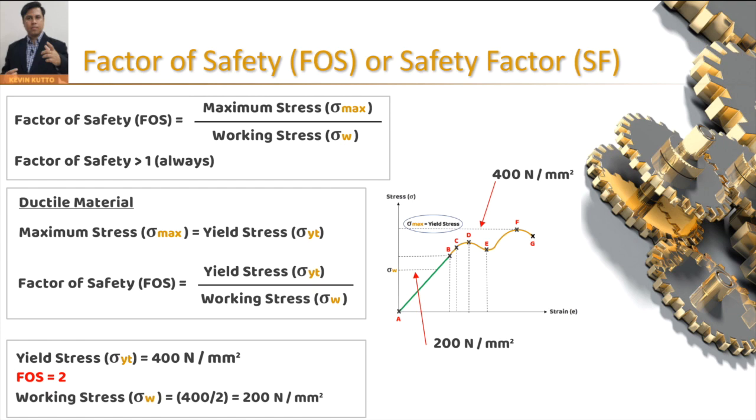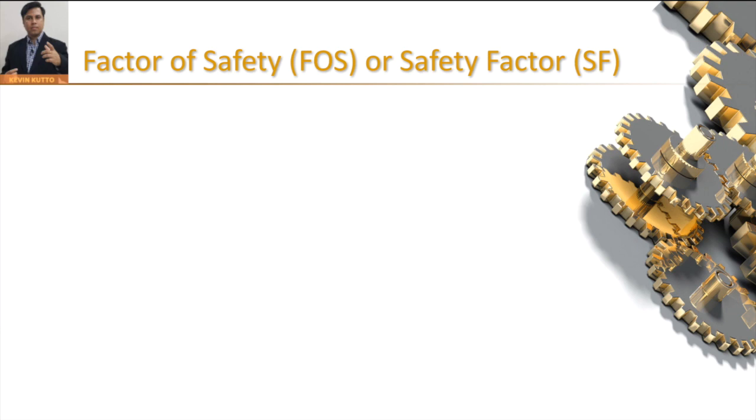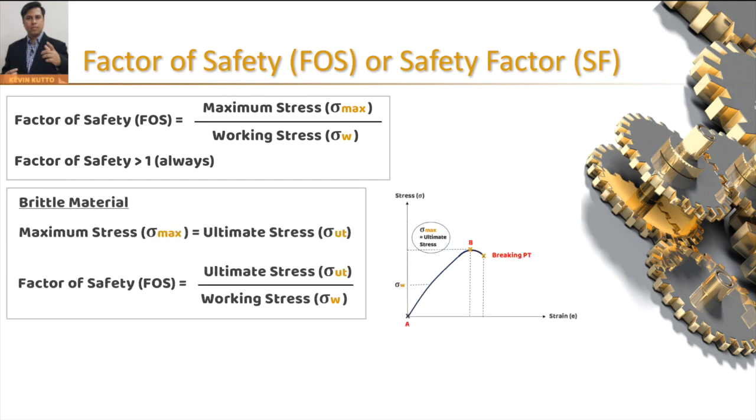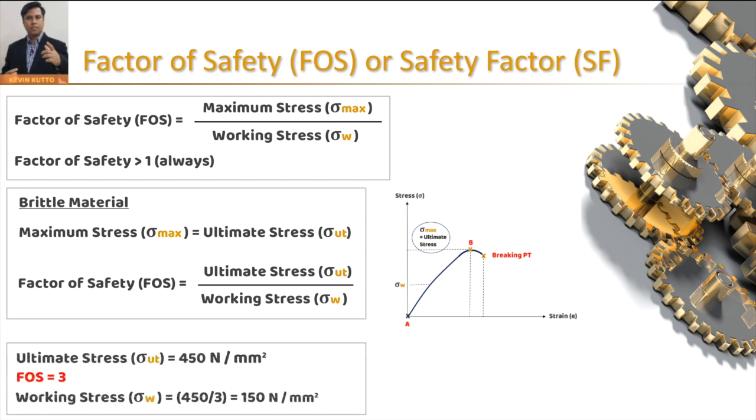Now let's see the same example with brittle material. We know that maximum stress in brittle material is what? Ultimate stress. We already know that. So instead of yield stress, now we have to take ultimate stress. And if you see in the stress strain diagram, we are taking ultimate stress and our working stress is somewhere here. We already know that brittle materials show a very dangerous behavior, they fail suddenly. That's why generally we consider a higher factor of safety for brittle material.